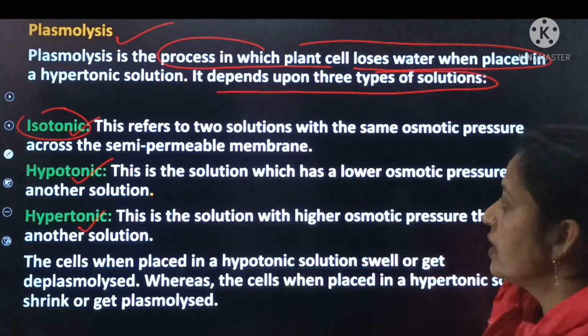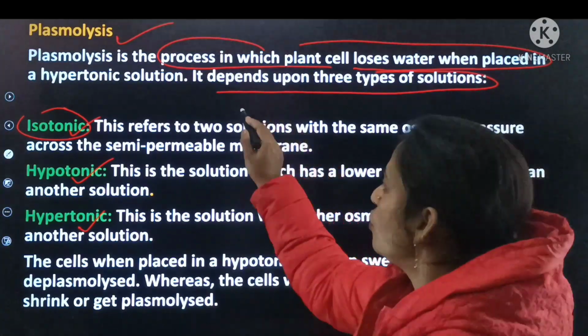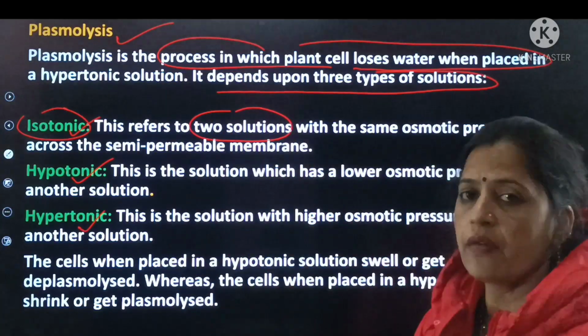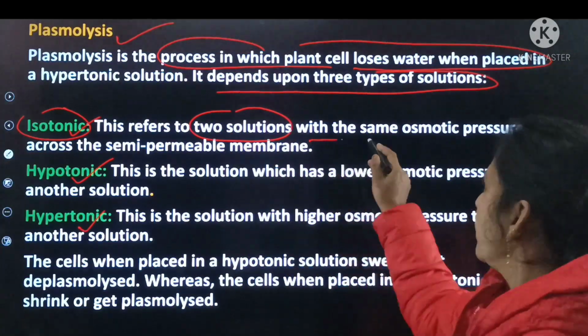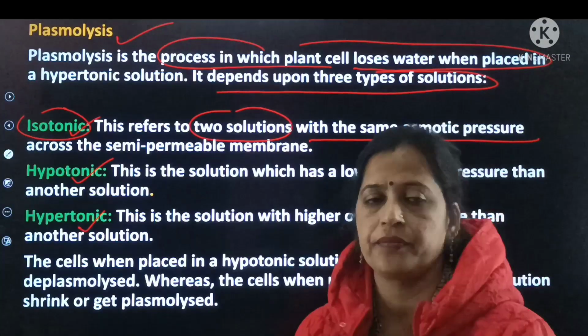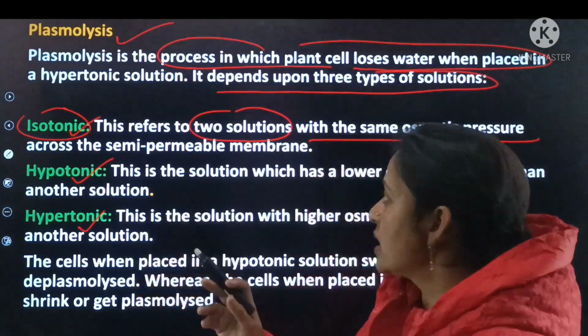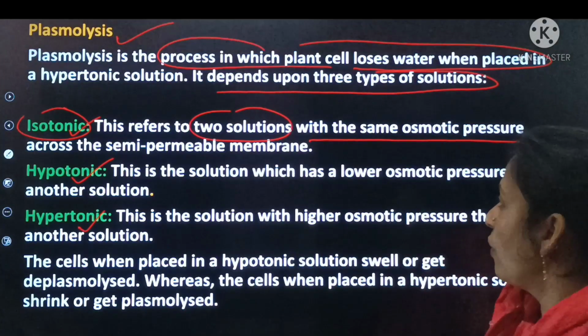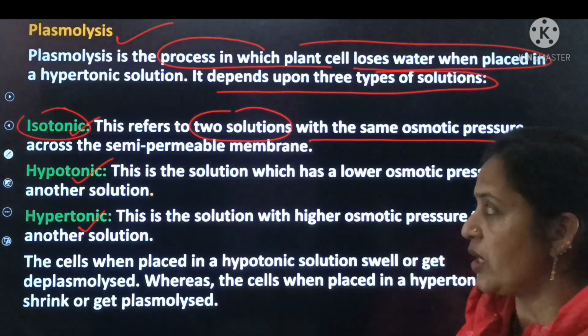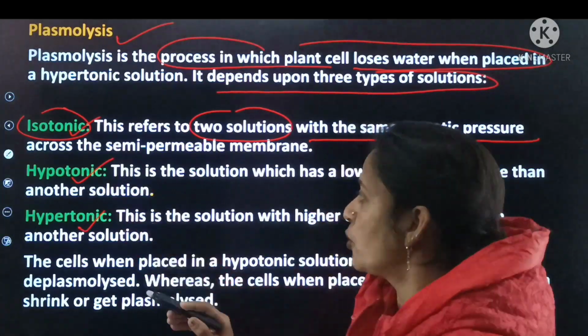The isotonic solution refers to two solutions within the same osmotic pressure. Here the two solutions are separated across a semi-permeable membrane, but they have the same osmotic pressure. Second one is the hypotonic.